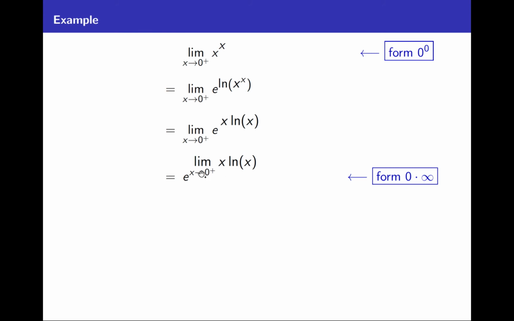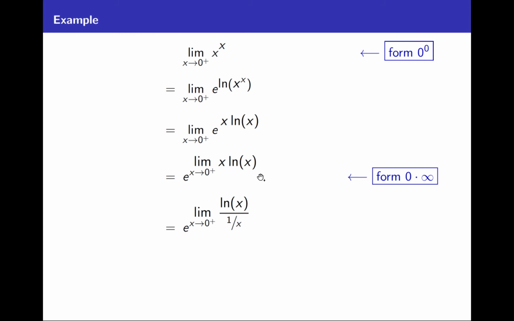And then looking at this limit here, just neglecting the e for a second, this limit has form 0 times infinity. The x is going to 0, and remember, as x goes to 0, ln of x approaches negative infinity. So for all intents and purposes, this is 0 times negative infinity, which we'll just say has form 0 times infinity. So that's a limit that L'Hopital's rule can be applied to.